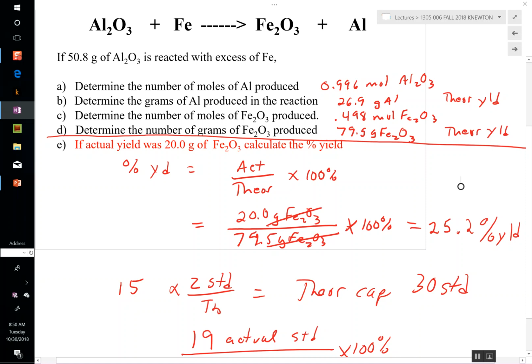All right. So if you balance this equation and you wanted to know how many grams of oxygen were produced, you're going to have to work off of this molar mass of oxygen to get the grams of oxygen produced. Yeah, I mean, you'd have to balance that equation first.